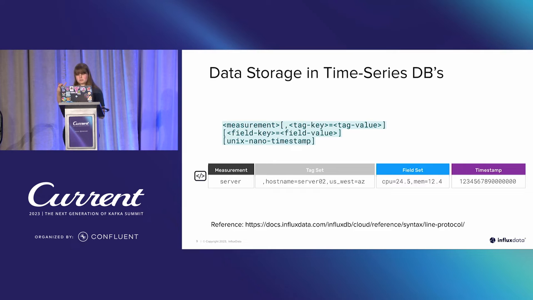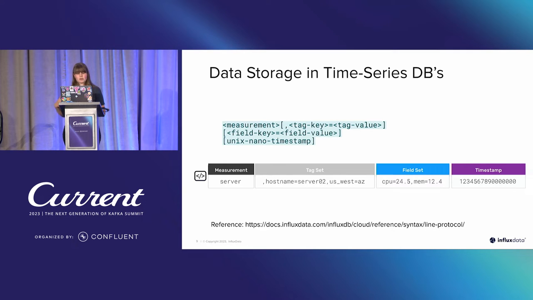And although this is specific to Influx, this is without a doubt pretty normal for most time series DBs, which is that you almost always need a timestamp. I don't even think you could call yourself a time series DB without requiring that. You normally need a measurement, which is really just like a string value. For this one, it's server. And you normally need at least one field set, which would be the actual value. For this one, for example, it has CPU and memory.